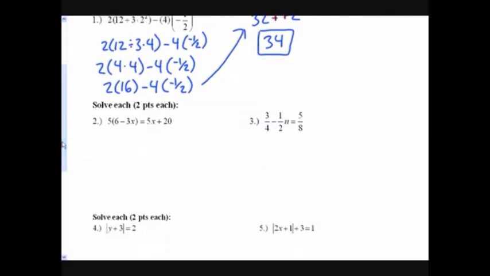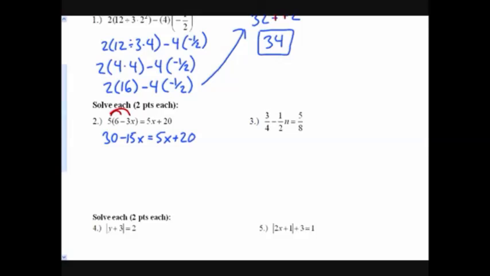Taking a look at the next one. With this one, I want to solve. So the idea here is to simplify and then solve. So the first thing I'm going to do is distribute this 5. So I distribute the 5. That's going to give me a 30 minus 15x equals 5x plus 20.